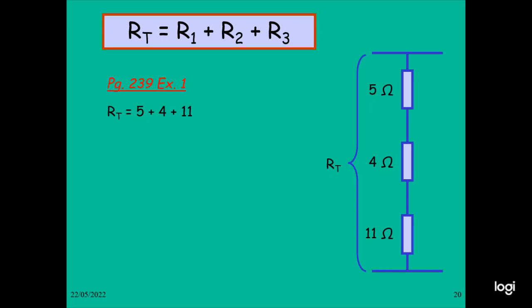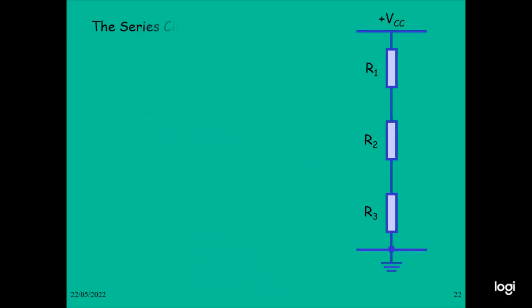So RD in this case, R1 is 5 ohm, R2 is 4 ohm, R3 is 11 ohm. So RD equal to 5 plus 4 plus 11. So you get 20 ohm. Now, RD equal to R1 plus R2 plus R3. R1 is 35 ohm, R3 is 22 ohm, RD is 75, so we have to find out R2. So 75 equal to 35 plus R2 plus 22. Therefore, R2 is equal to 75 minus 35 plus 22. So you get 18 ohm.